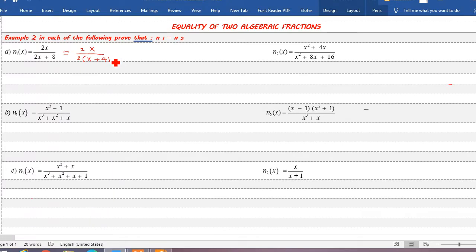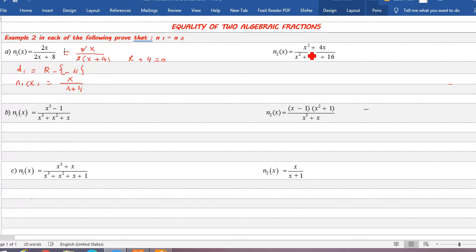Find the domain of n1. The domain d1 equals R minus the number that makes x plus 4 equal 0. Take the opposite side of positive 4, it becomes negative 4. Make the reducing or simplest form. So n1 of x equals, cancel 2 with 2, so it becomes x over x plus 4.